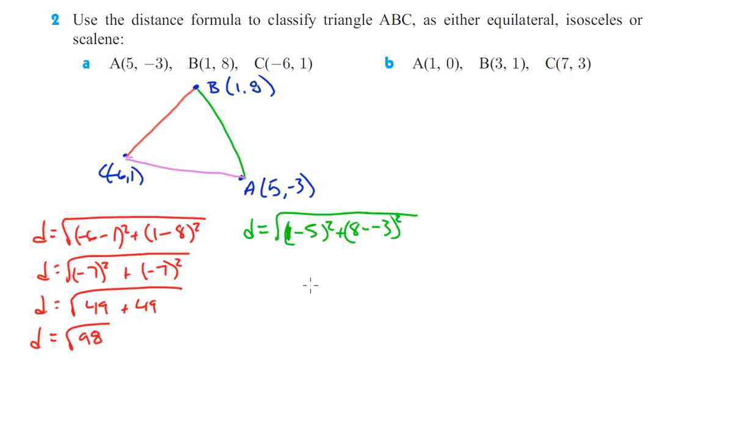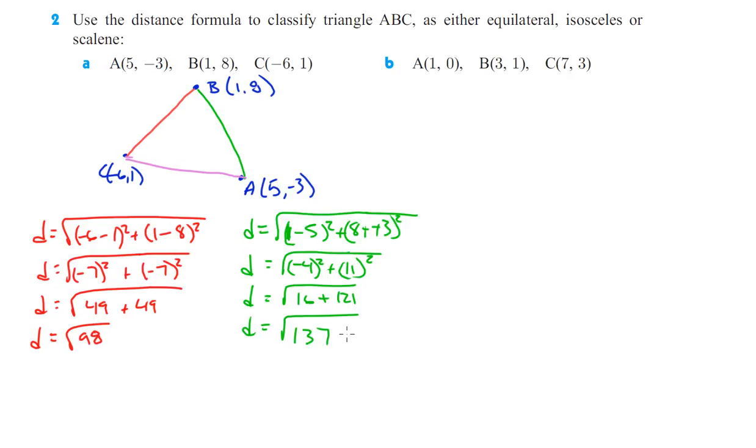Okay, so we've got those, and let's simplify this. So the distance is going to equal 1 minus 5 is negative 4 squared. And then we got 8 minus negative 3, which is basically 8 plus 3, so that's 11 squared. So our distance is going to be 16 plus 121. So our distance on this one is the square root of 137. So that's pretty good distance there.